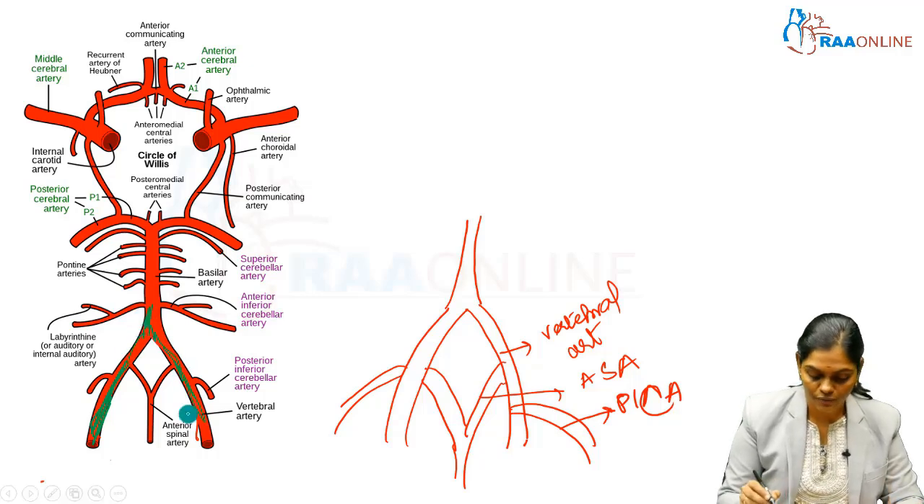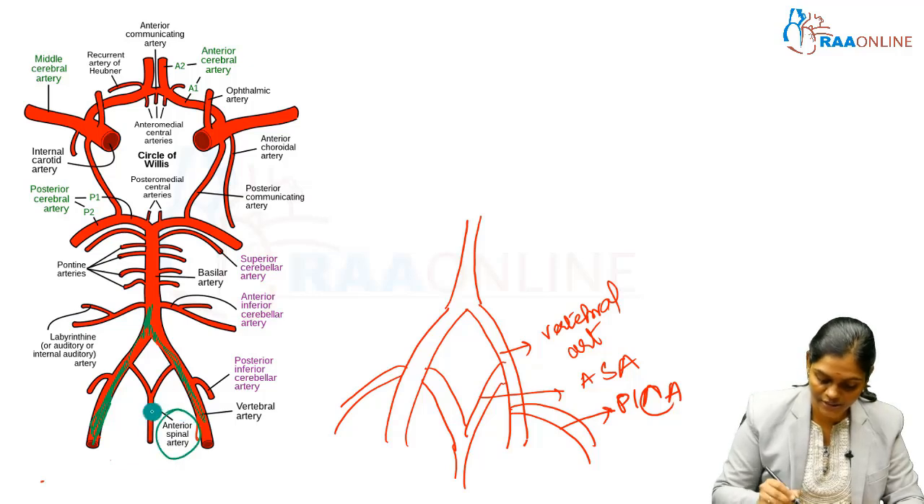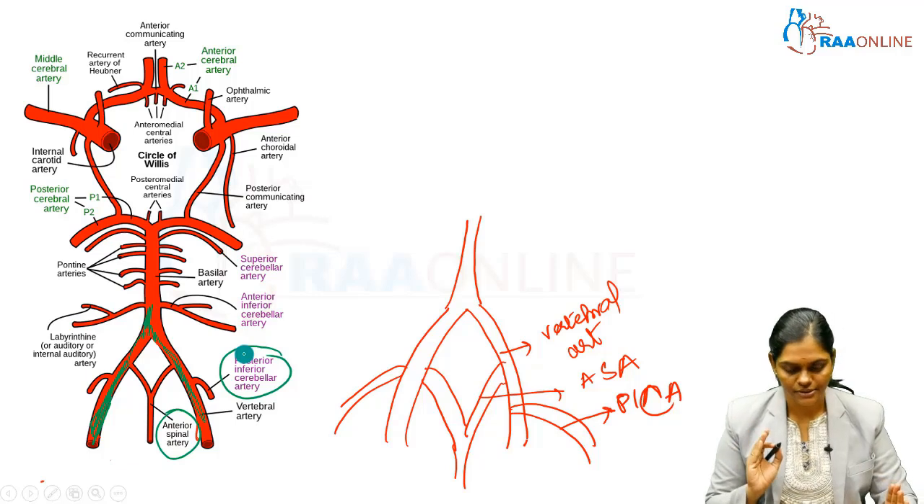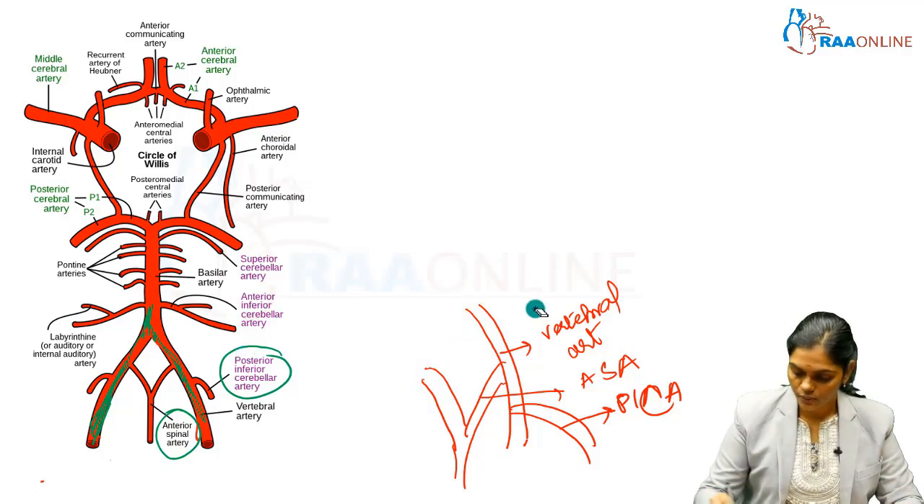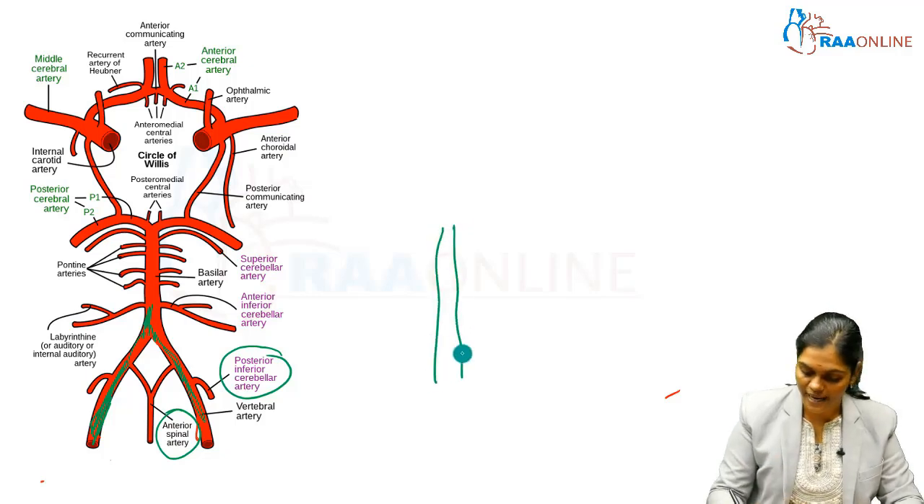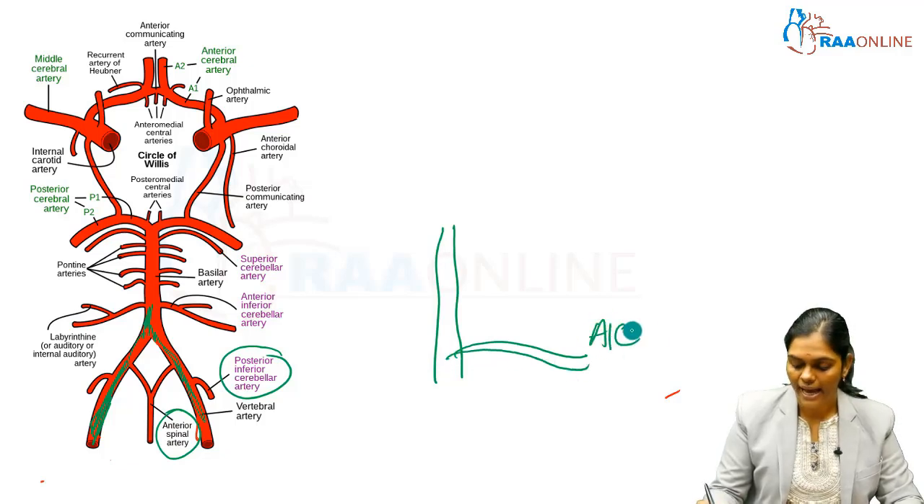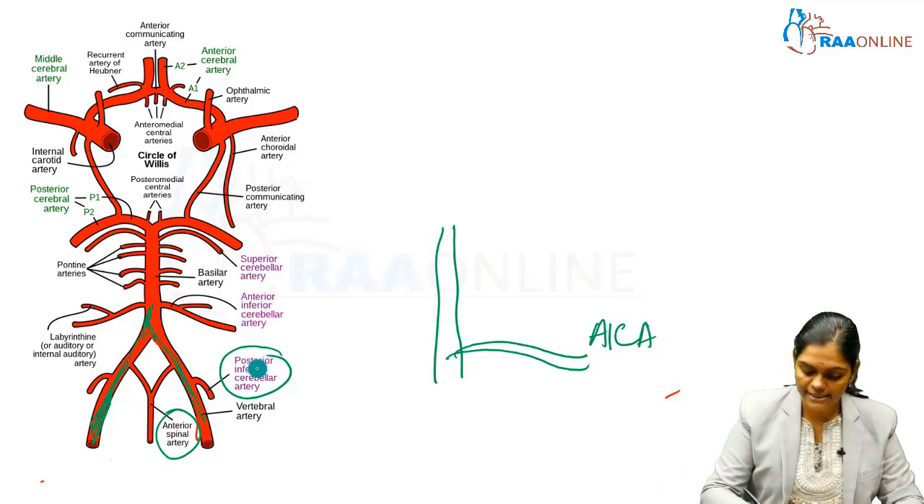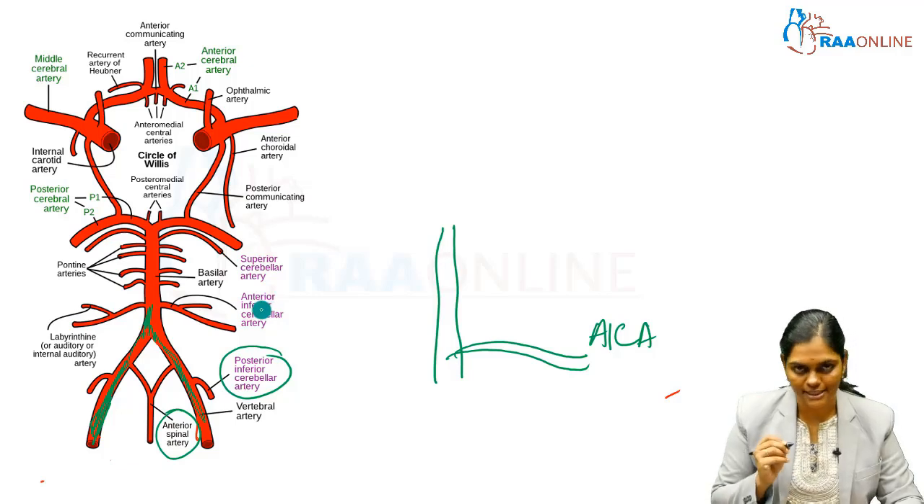There are two branches of the vertebral artery. One is the anterior spinal artery and the second is the PICA. Okay. Now, the basilar artery is formed. Let's erase the basilar artery. It is going to give branches. The first branch is the AICA, anterior inferior cerebellar artery. So, the PICA is given by the vertebral artery, the anterior inferior cerebellar artery is given by the basilar artery.